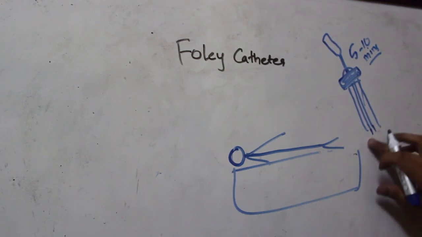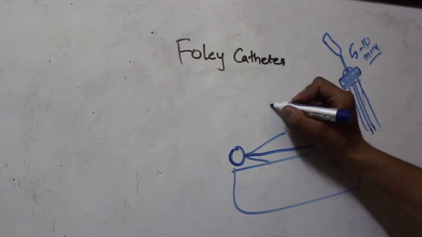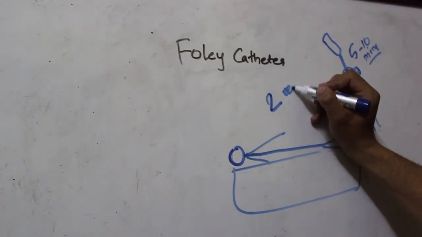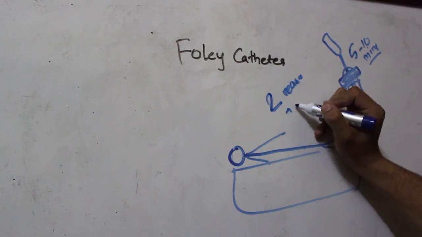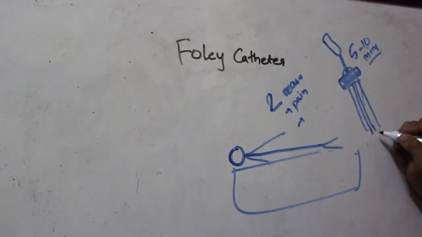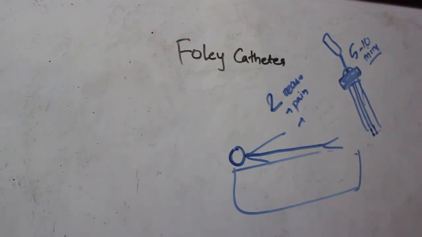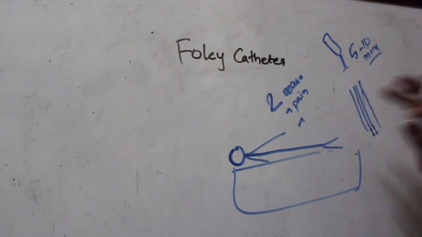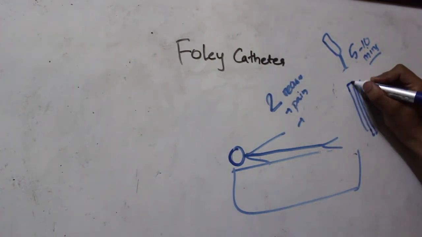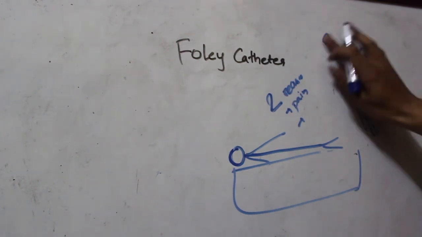Why do you need to anesthetize the urethra before putting in the catheter? There are two reasons behind it. One is so that the patient doesn't feel pain, and the other is to prevent the activation of the sphincter, which will prevent the insertion of the Foley's catheter. So it will be very difficult if you don't anesthetize the patient before putting in the catheter.